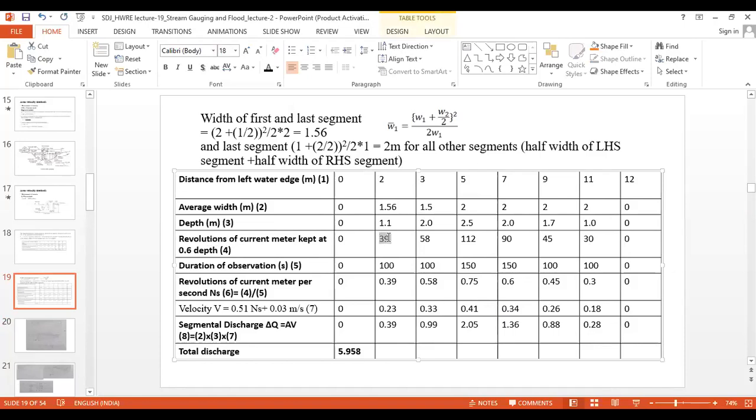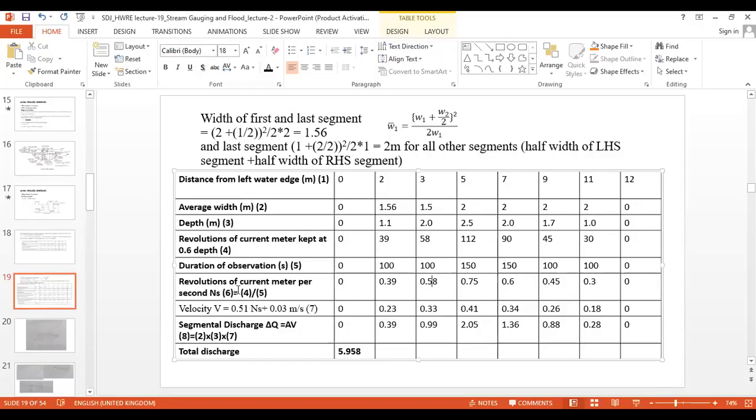For the first vertical, that is at 2 meters, there are 39 rotations in 100 seconds. So revolutions per second will be 39 by 100, that is 0.39. Then for the next one, 58 revolutions in 100 seconds, that is 58 by 100, so revolutions per second will be 0.58. Likewise, we have calculated all the revolutions per second here. Clear?